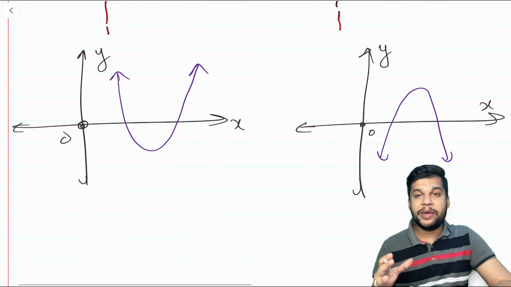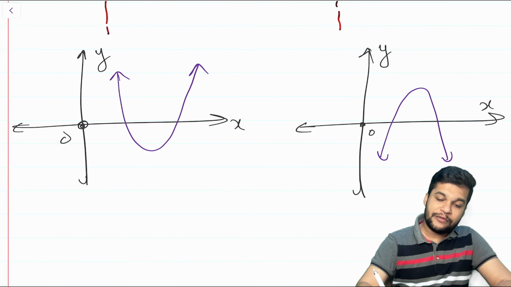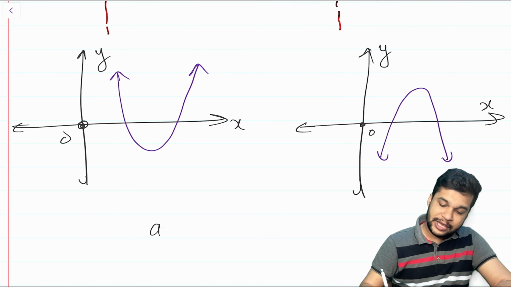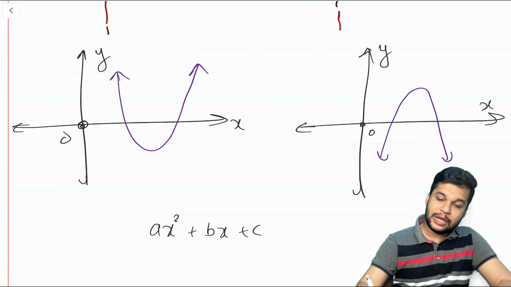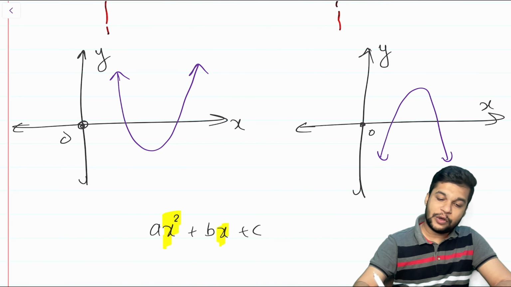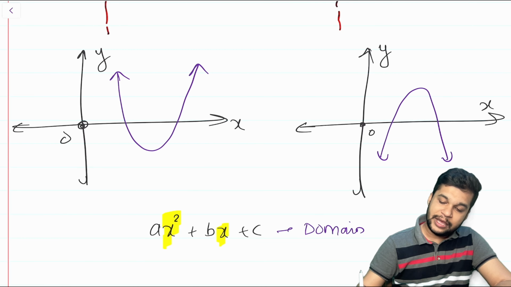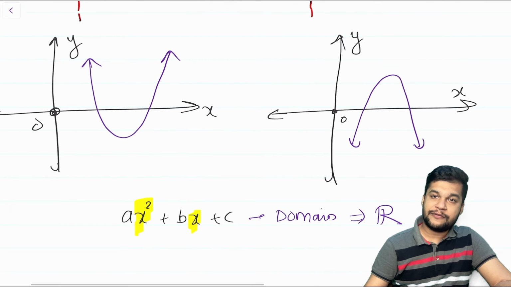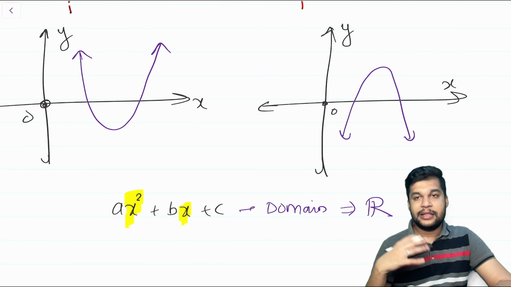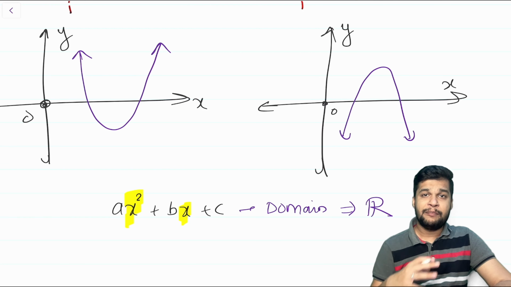Now what is the domain of the function? The domain of any quadratic function, let's say the function is Ax² plus Bx plus C, has no restriction on x, right? So the domain of the quadratic function is all real. All real values can be substituted instead of x. So the domain is all real. But what is the range?